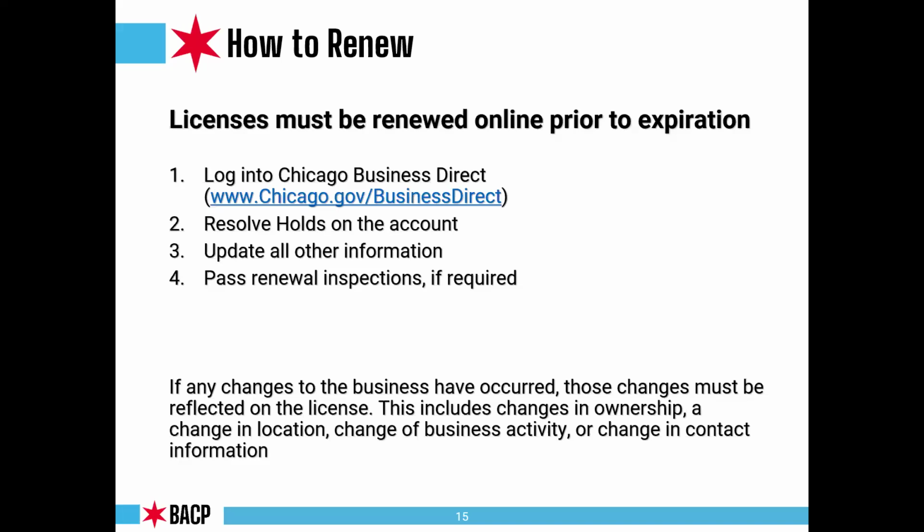And information around your holds, again, we can provide it to you here at City Hall. It's also available via Chicago Business Direct. And then we would help you work out your inspections with the appropriate departments if there are any. We would notify you, give you the information of who to contact so that you're able to satisfy those inspections.